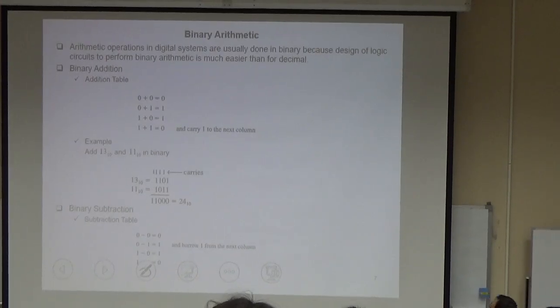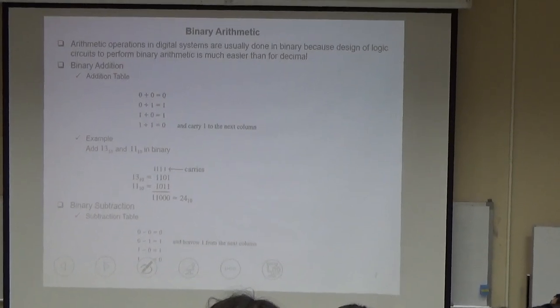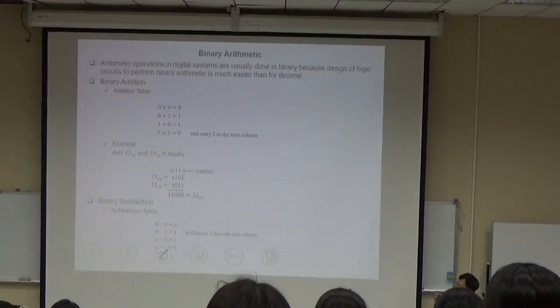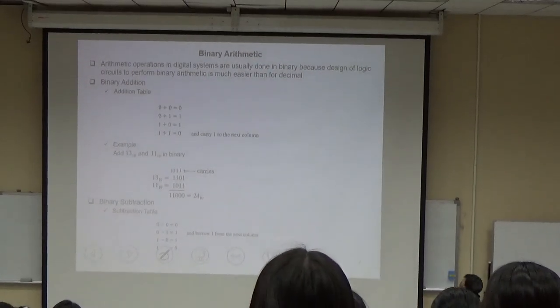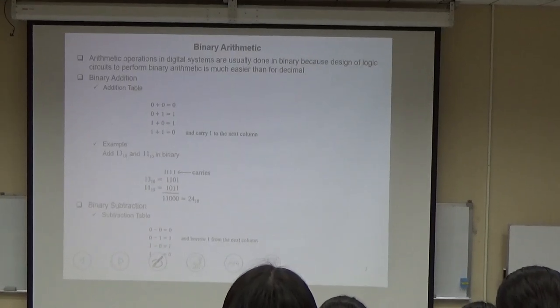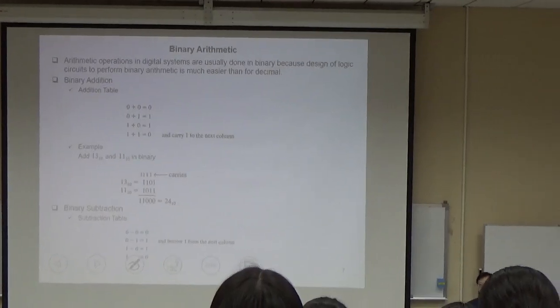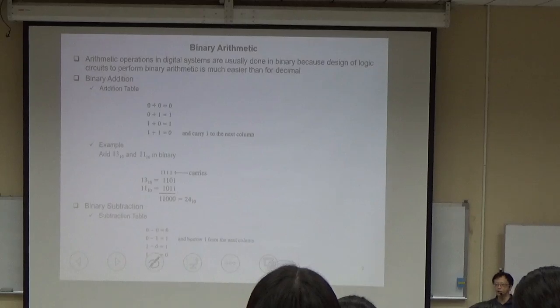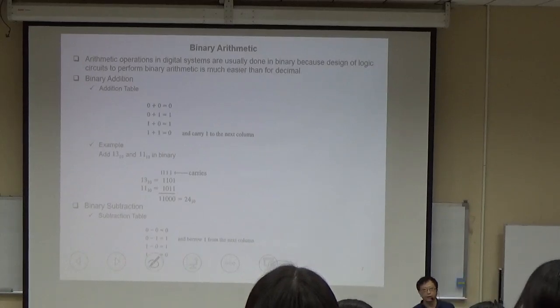The arithmetic operations in digital systems are usually binary because the design of logic circuits to perform binary operations is much easier. That's the point I mentioned before. If we design a decimal system, the circuit will be very complex. It will be easier to design the circuit in binary mode. Okay.